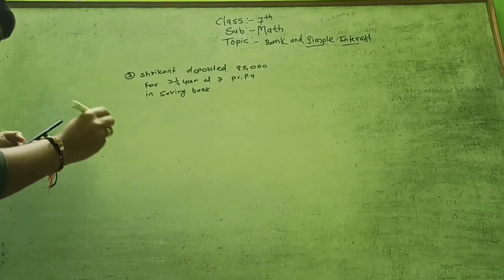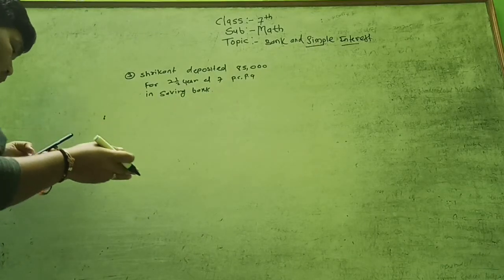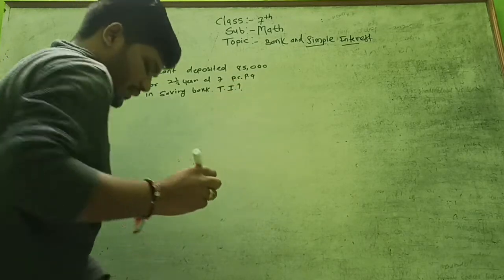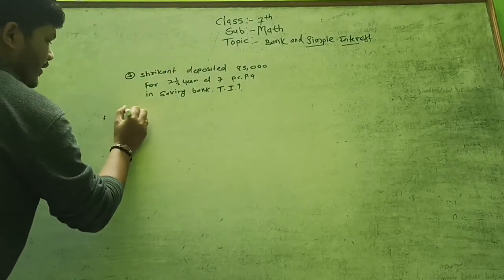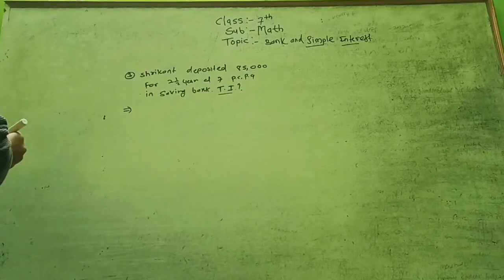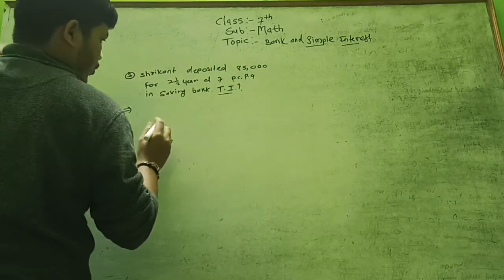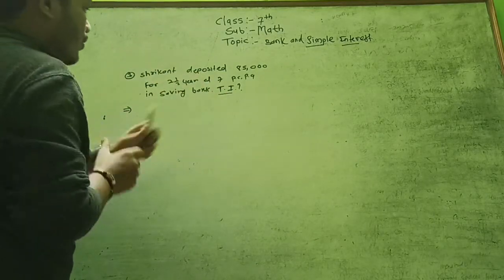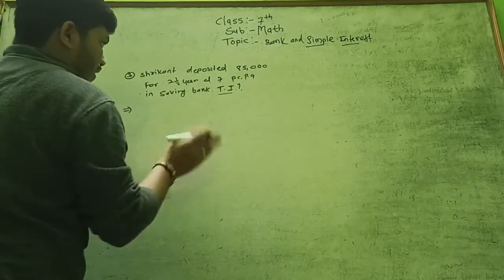In a savings bank, what is the total interest he received at the end of the period? We have to find out the total interest. Whenever the total interest is asked, our problem gets very easy, because we have a direct formula to find the total interest. So first of all, let's write down the given information.